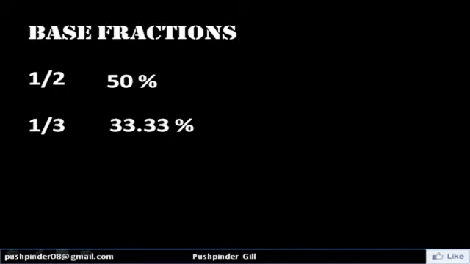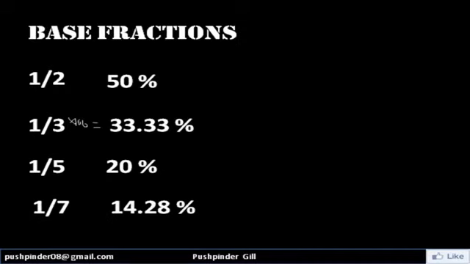1/3 is equivalent to 33.33%. Now, how did I come to this? I just multiplied 1 by 3 into 100 and I got 33.33%. Similarly, 1 by 5 will be equivalent to 20% and 1 by 7 will be equivalent to 14.28%.